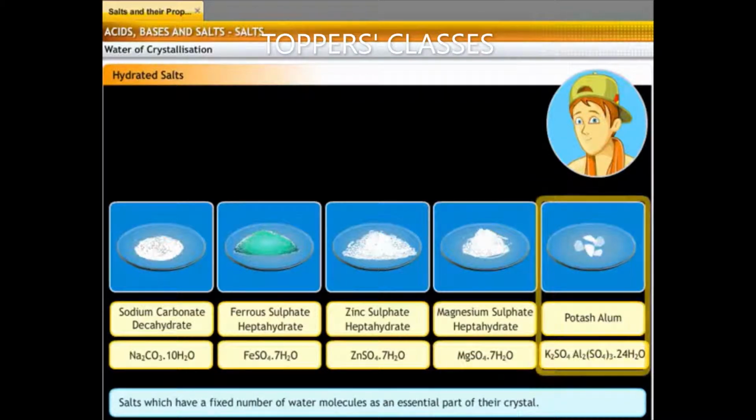Potash alum is a sulfate of potassium and aluminium with 24 water molecules, K2SO4·Al2(SO4)3·24H2O.